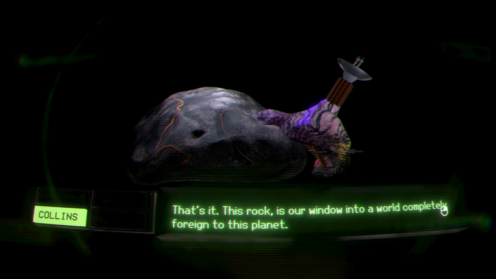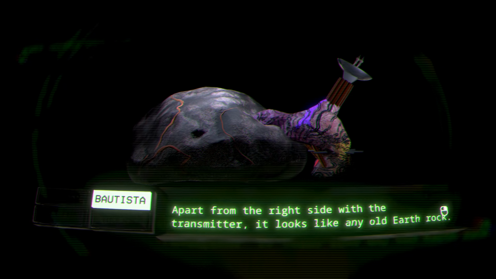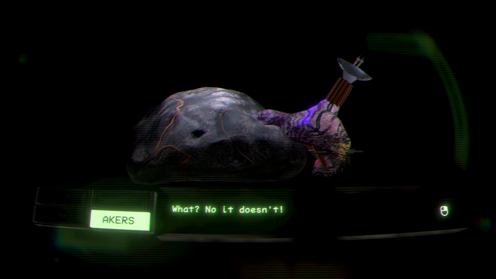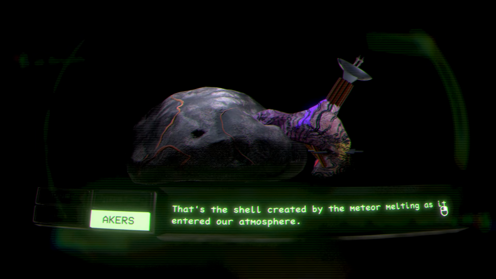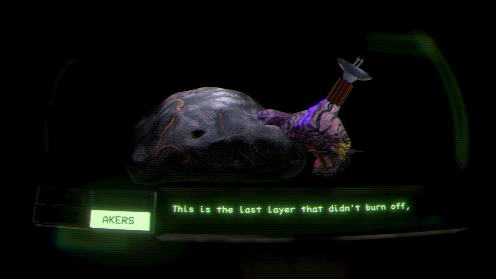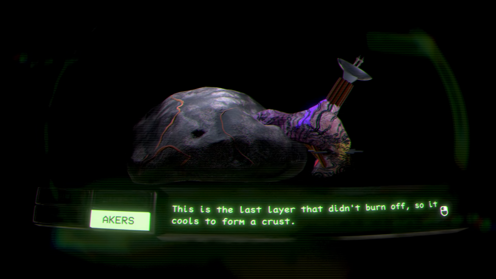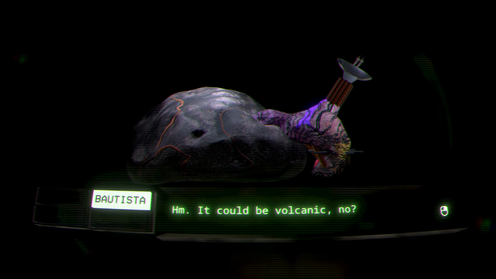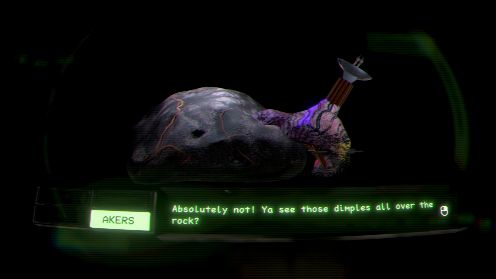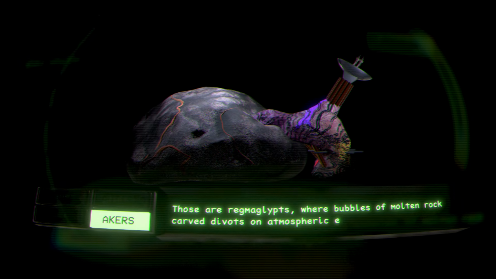So this is it. The rock in our window to a world completely foreign to this planet. Apart from the right side with the transmitter, it looks like any old Earth rock. What? No, it doesn't. It's got a fusion crust, the dark exterior shell created by the meteor melting as it entered our atmosphere. This is the last layer that didn't burn off, pools to form the crust. You don't see that in any old Earth rock. It'll be volcanic, no? Absolutely not. You see those dimples all over the rock? Those are regmaglyphs, where bubbles of molten rock carve divots during atmospheric entry.